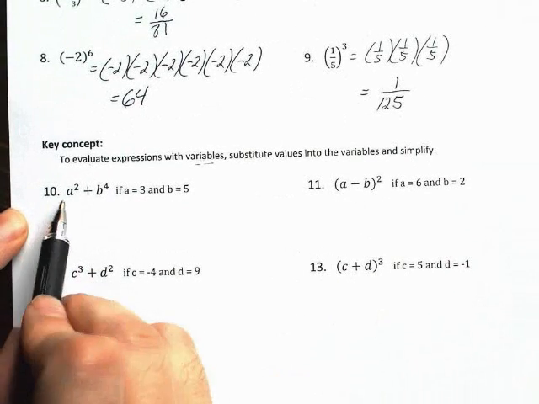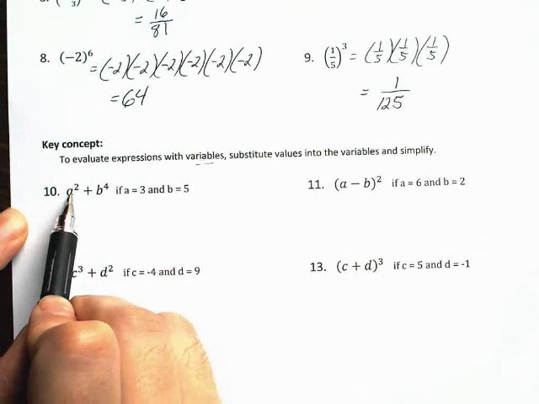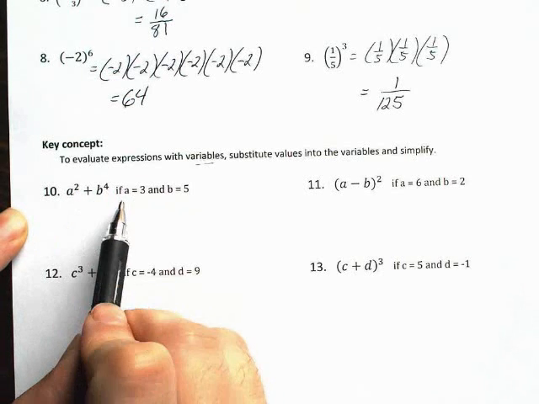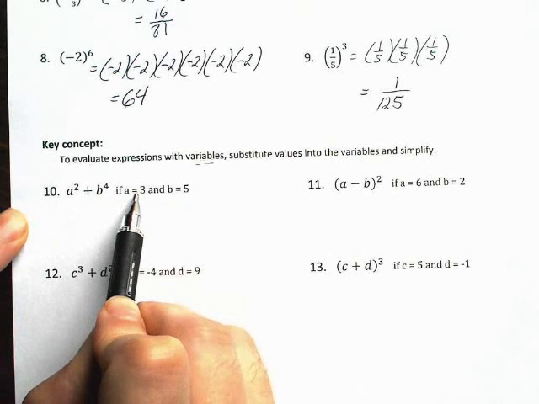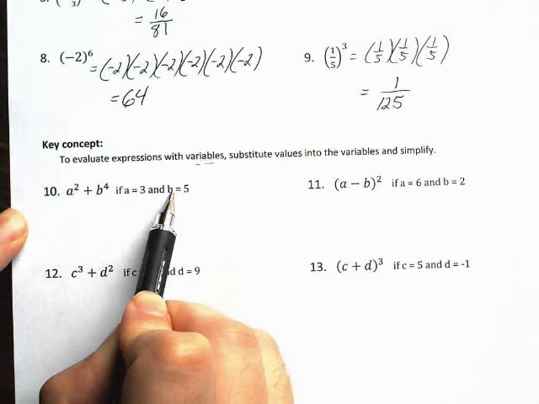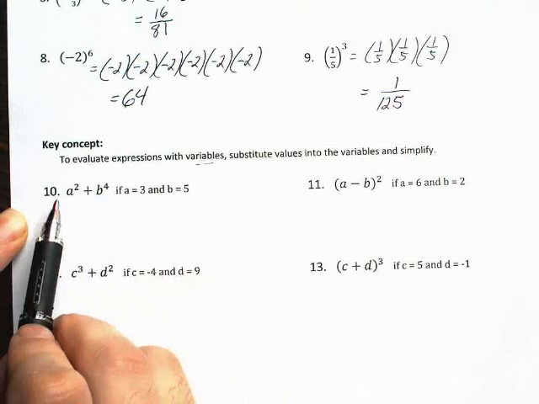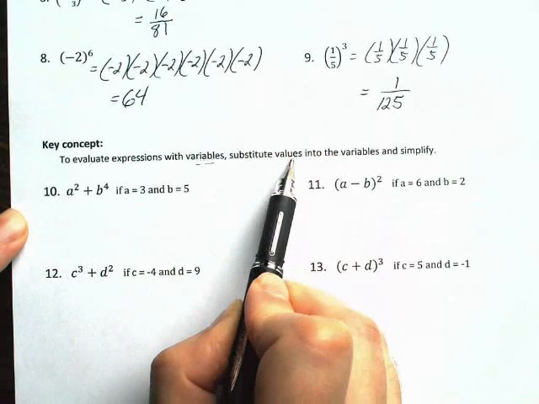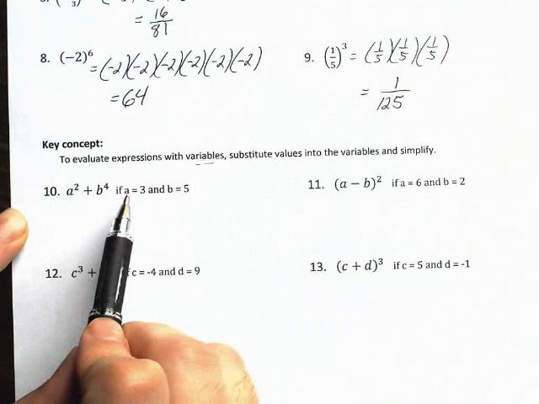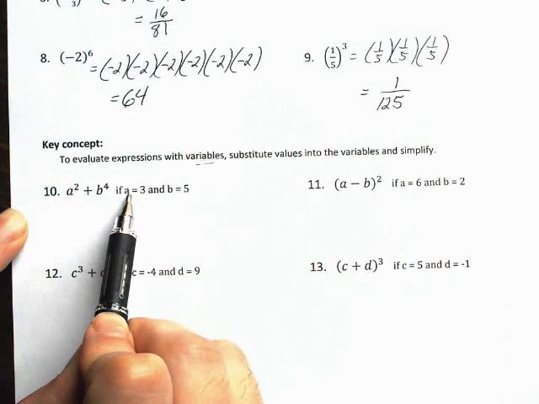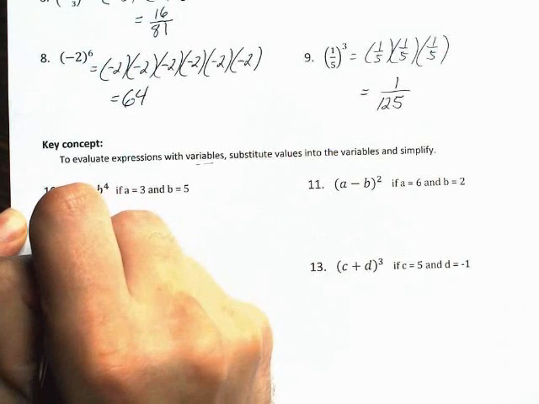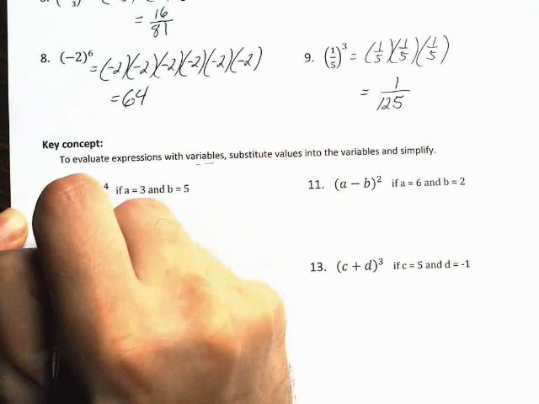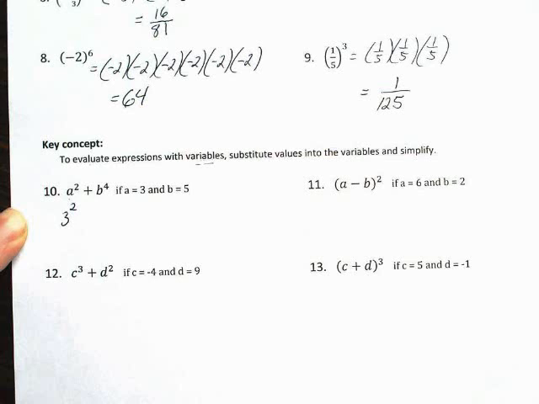So as a sample for your notes, here's problem 10. a squared plus b to the fourth power. Let's use a equals 3 and b equals 5. So when I see the letter a, I'm going to substitute a value for that variable, and we're told what to use. a equals 3. So where the letter a is, substitute in a 3, and then write its exponent by it.